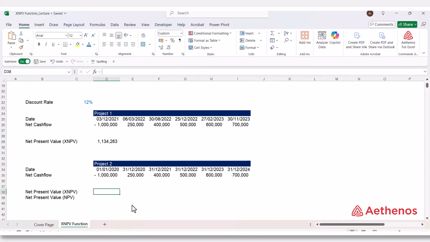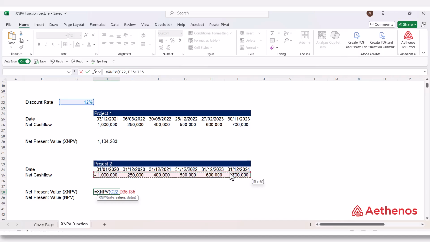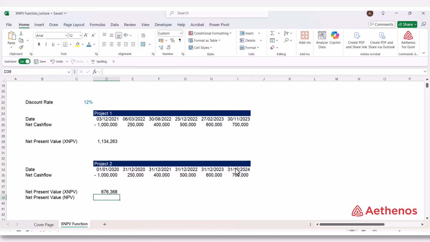So let's try XNPV first, equals XNPV. There's the rate and these are the values. And then we give the dates. And we get 676,000 XNPV.